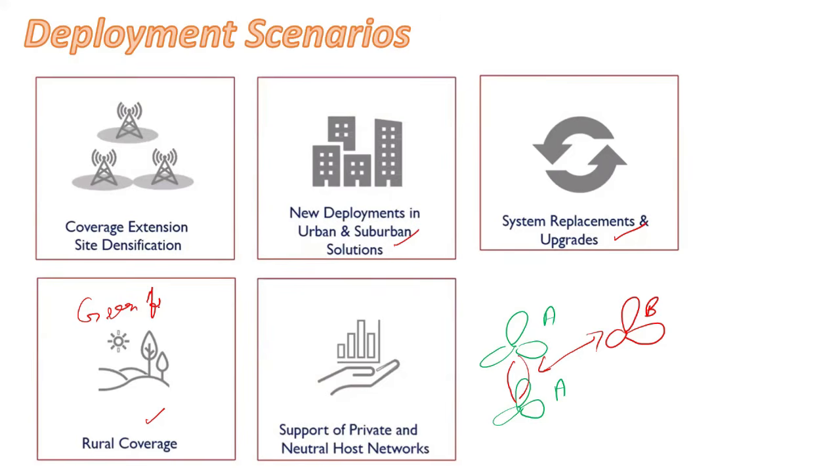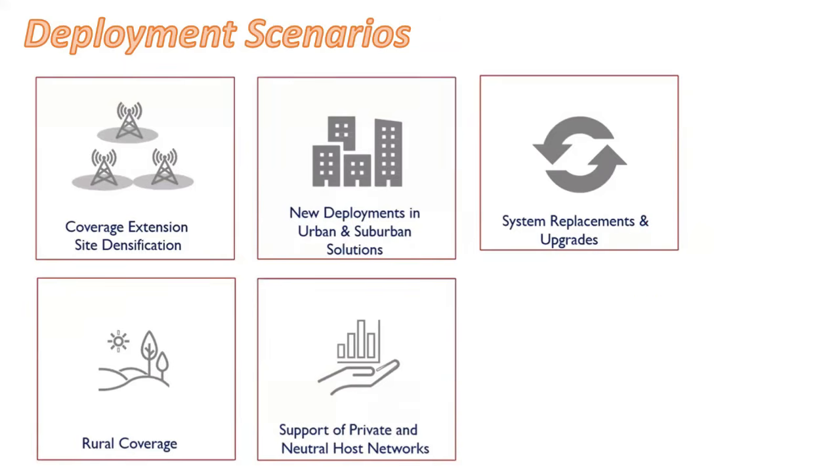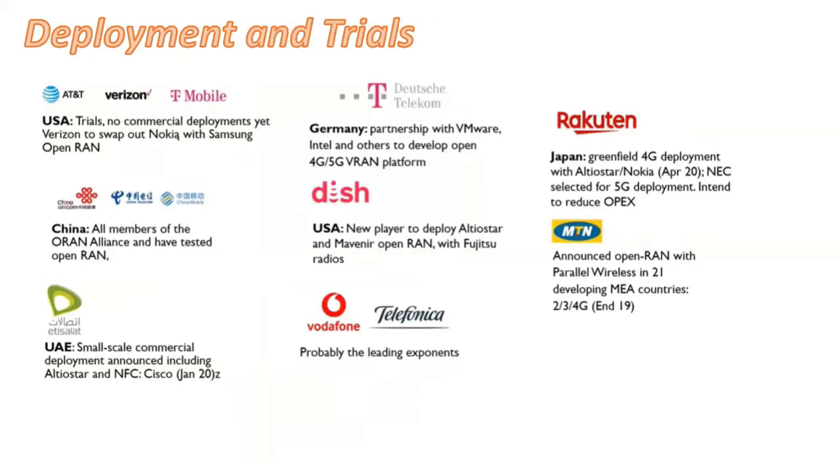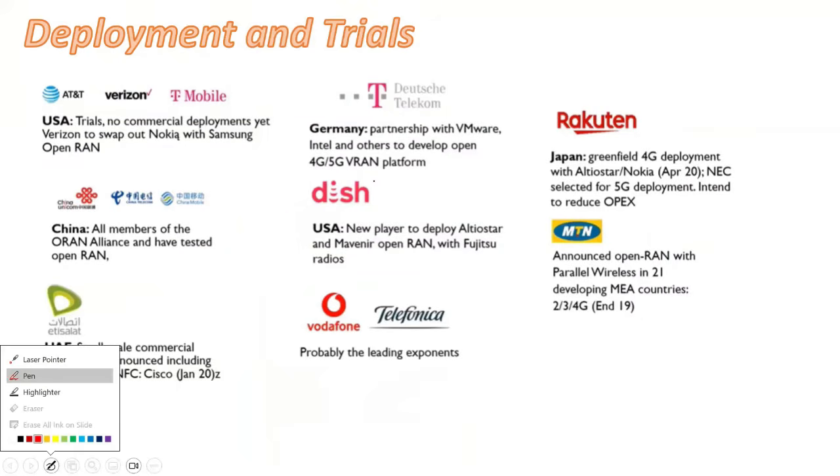Then you can also support private and neutral host networks. For example, if you have a factory and you want to create a 5G private network, you can deploy Open RAN there. You can also use tower sharing. So these are a few deployment scenarios for Open RAN, and a few deployments and trials are going on, like in AT&T and so on. But I was talking about Dish. So Dish is doing this.